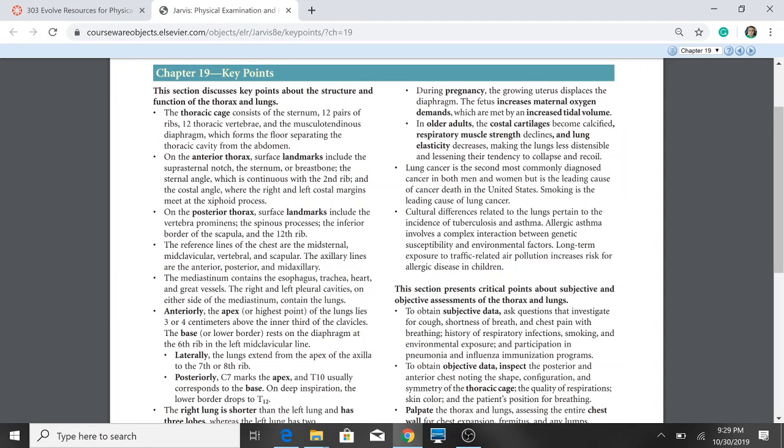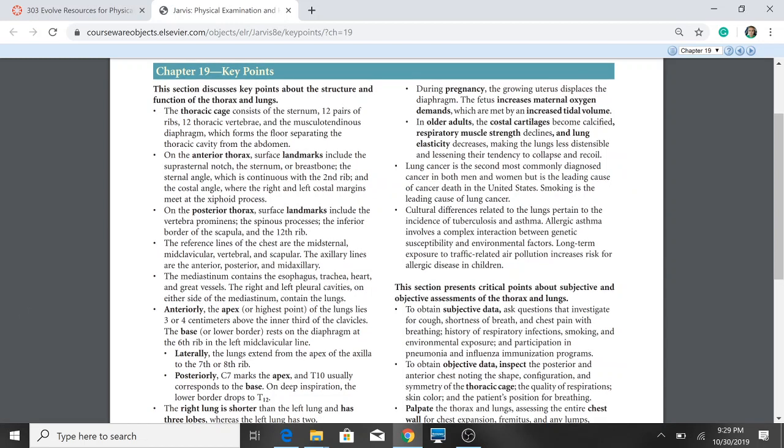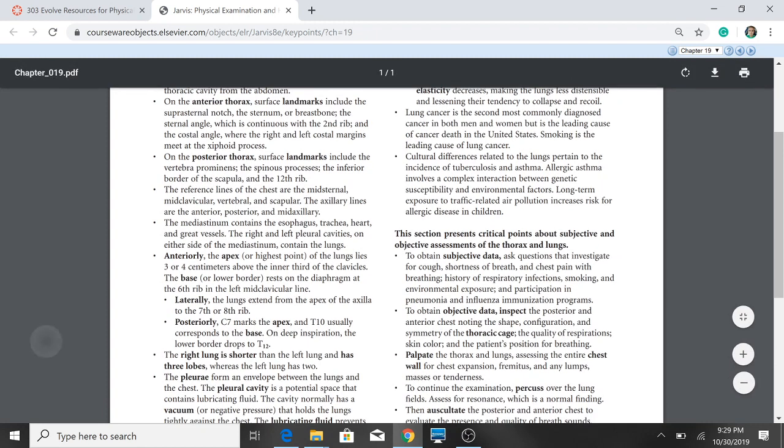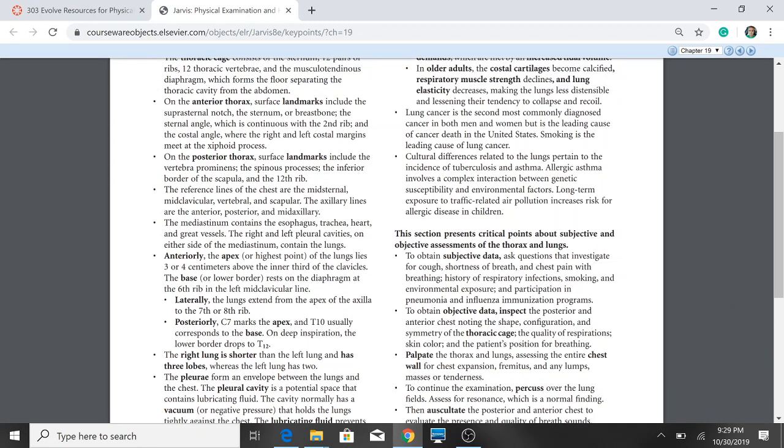Thoracic cage consists of the sternum, 12 pairs of ribs, 12 thoracic vertebrae, and the musculotendinous diaphragm, which forms the floor separating the thoracic cavity from the abdomen. On the anterior thorax, surface landmarks include the suprasternal notch, the sternum or breastbone, the sternal angle, which is continuous with the second rib, and the costal angle, where the right and left costal margins meet the xiphoid process. On the posterior thorax, surface landmarks include vertebral prominence, spinous process, the inferior border of the scapula, and the 12th rib.